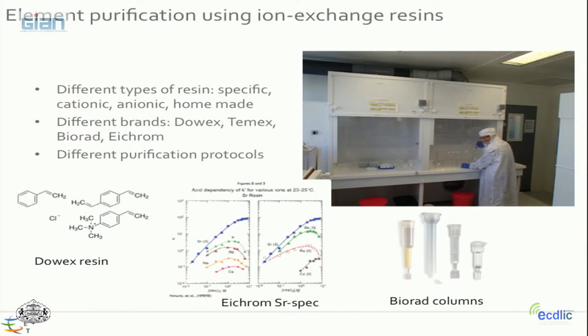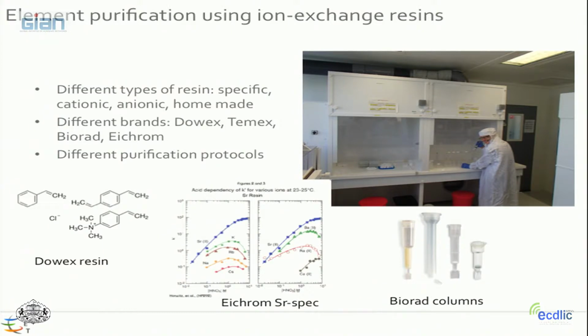The resin is trapping the element, and then if you add some H+, some acidic solution, the H+ will replace the element in the resin according to their ionic radius. And then, playing with the concentration of the acid you put in the resin, you can gently separate the element from the other.